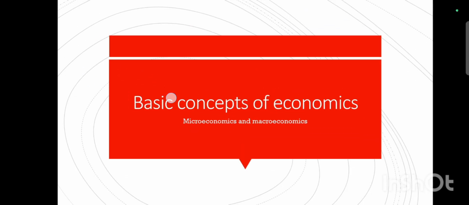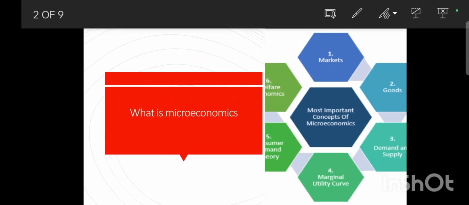Now, what is microeconomics? Microeconomics, as I have earlier mentioned, is the study of household, small units, individual units. So according to Kenneth Boulding, microeconomics is the study of particular firms, particular households, individual prices, wages, incomes, individual industries, particular commodities.